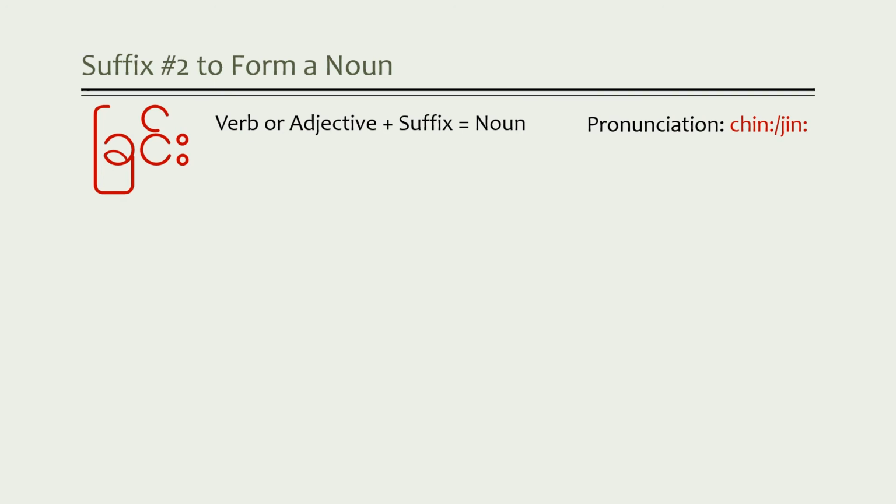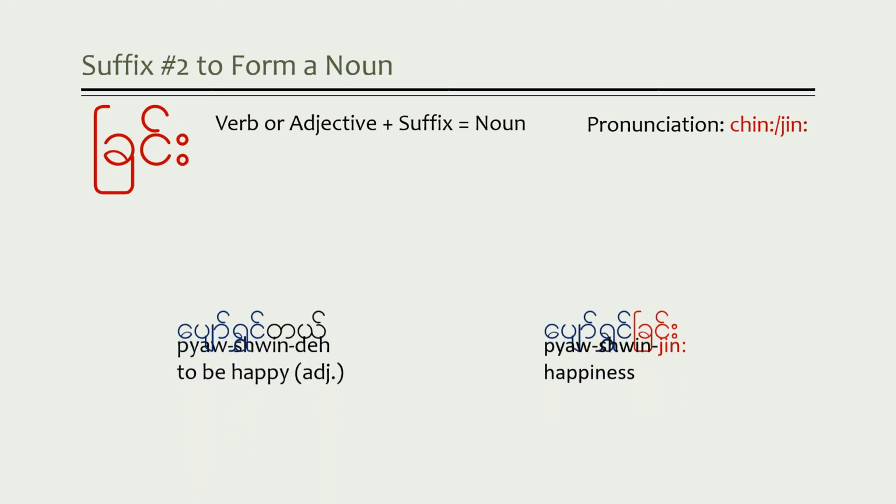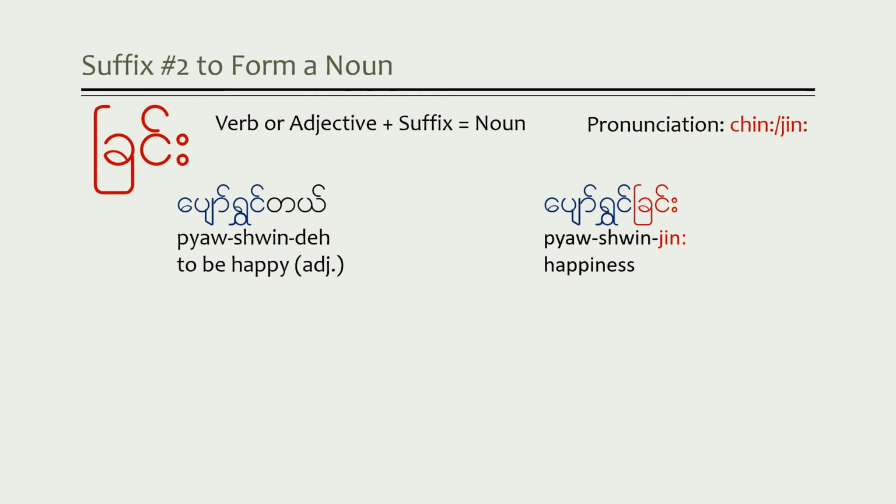The next particle I'm going to talk about is pronounced chin or jin, depending on the tone of the preceding syllable. Now, I'm going to use the same word, to be happy, in this first example, and that's because either suffix creates the same word for happiness. This particular suffix, chin, is more commonly used with written text, whereas the previous particle, mu, is more often used in spoken language. However, that's not always the case. It's not a hard and fast rule.